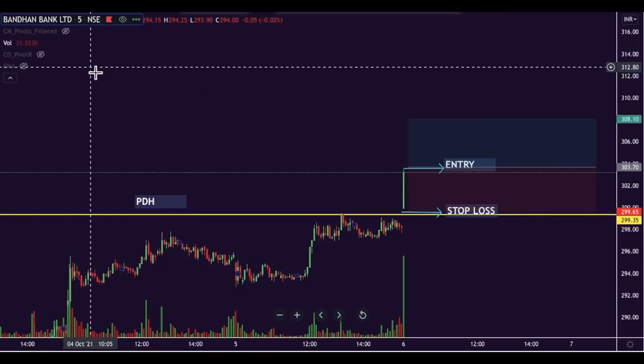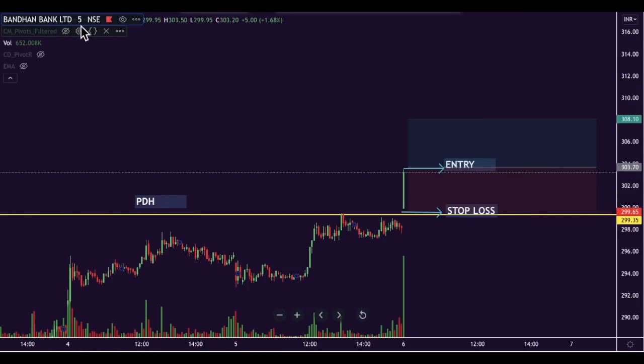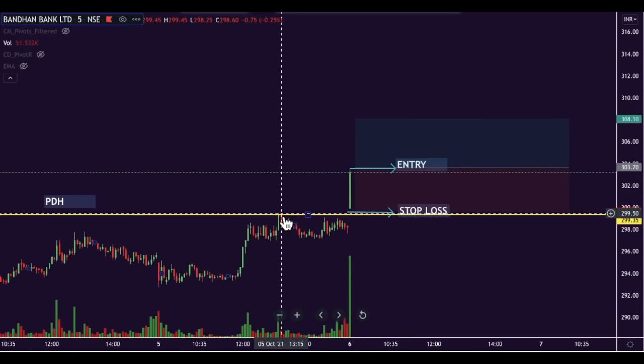Now traders, this is the chart of Bandhan Bank, 5 minutes time frame. Okay. Now on 5th of October, this was the previous day high.